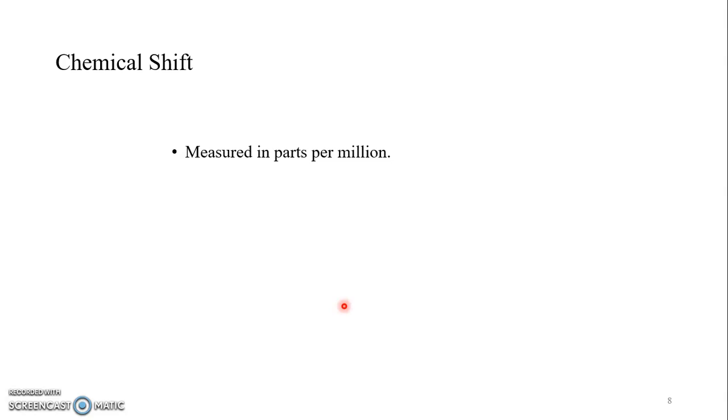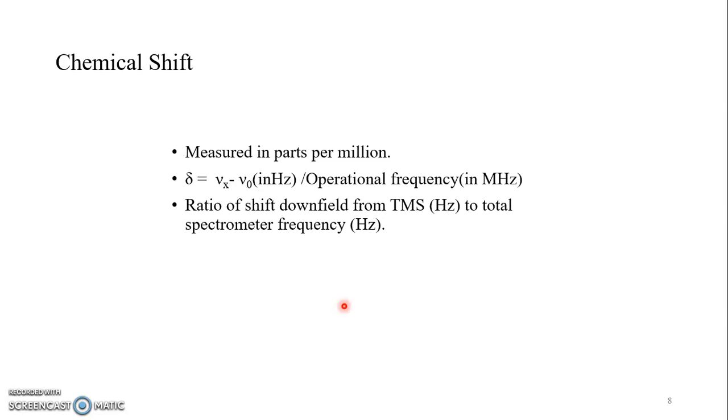So depending on the shielding and de-shielding, we are having a particular parameter called the chemical shift, and it is measured in parts per million. It is represented by the letter delta, and delta can be represented by the equation: frequency of the sample minus frequency of the reference in hertz, divided by operational frequency in megahertz. Okay, so the ratio of shift downfield from the TMS.